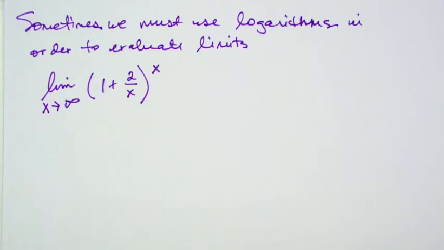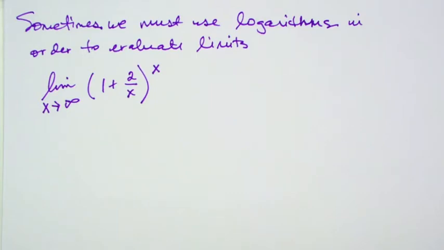So if I start with some sort of direct substitution, I get 1 plus 2 over infinity. 2 over infinity goes to what? 0. And then I end up with 1 raised to the infinity power, which is an indeterminate form. Okay, in mathematics, that's an indeterminate form.